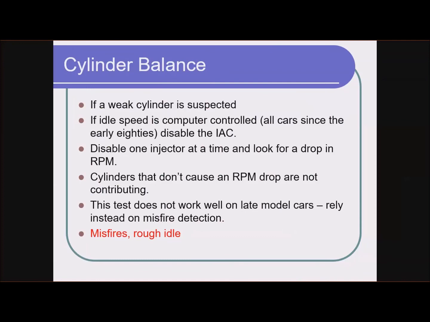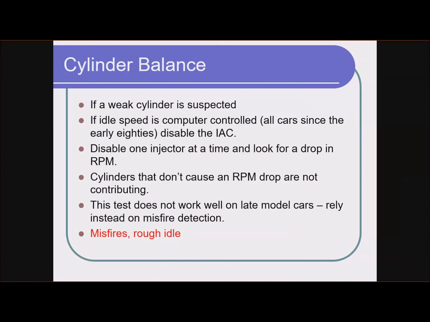So here's what you do, right? If you don't have misfire detection, disable one injector at a time. Since we have to stay generic here, the easiest way to do that is to pull the electrical connector off the injector. Look for a drop in engine RPM. Cylinders that don't cause an RPM drop are not contributing.